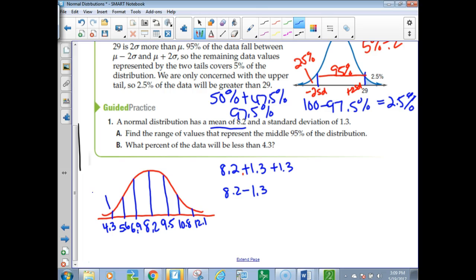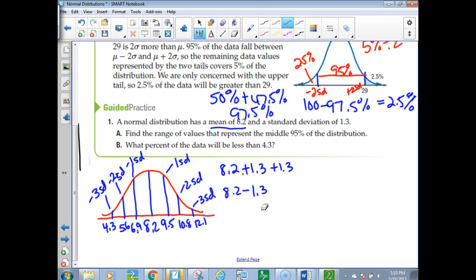Okay, so this is 3 standard deviations. This is my 2 standard deviations. This is 1. And these are the negative side. This is plus 1 standard deviation, 2 standard deviations, 3 standard deviations. Okay, any problem with how I got that stuff? All right, now it says find the range of values that represent the middle 95%. So you look at your empirical rule. How many standard deviations away is 95% on both sides?